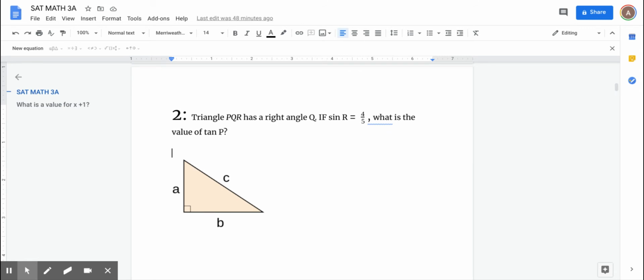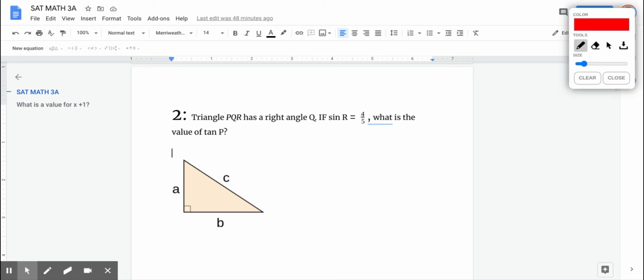Okay. So triangle PQR has a right angle, which is Q. So right away, we know that here's the right angle. The right angle is the 90-degree angle. There's Q. And if sine r is 4/5, what is the value of tan p? So we have 4/5. Remember, sine is opposite over hypotenuse, so we know that the hypotenuse is 5. We have a 4. That means we have to have a 3, 4, 5 triangle.